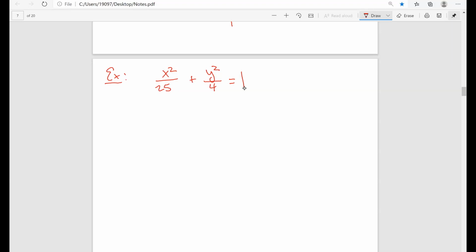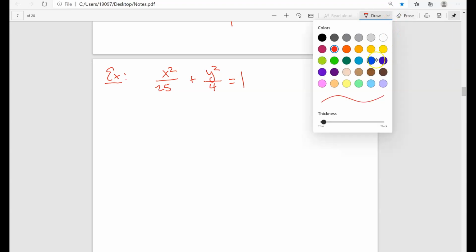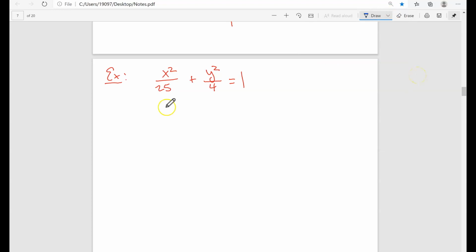You have a sum of two squares, and then you have an a squared and a b squared. So notice here in this case, along the x-axis, this guy is going to be your a. So here, a squared is equal to what? 25. So the value of a is going to be equal to 5. In this case, b squared is equal to 4. So when I take the square root, b is going to be equal to 2.